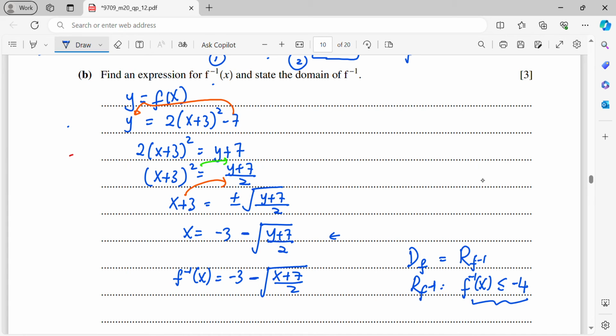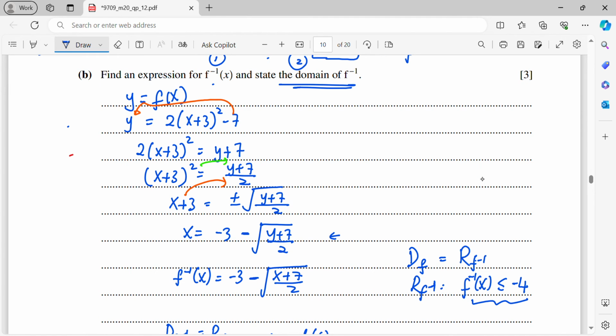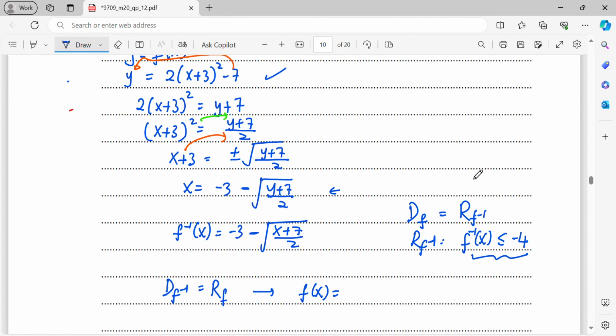And now the second part is the domain of f inverse. To get the domain of f inverse, we need to refer to the range. The domain for f inverse is basically the range of f. Now, your f(x) equals 2(x + 3)² − 7, given that x is less than or equal to −4.